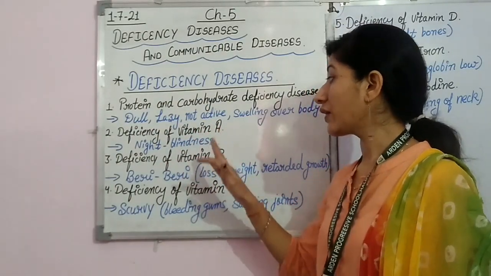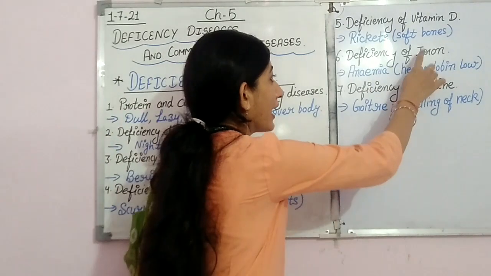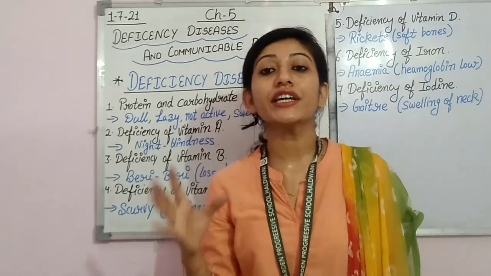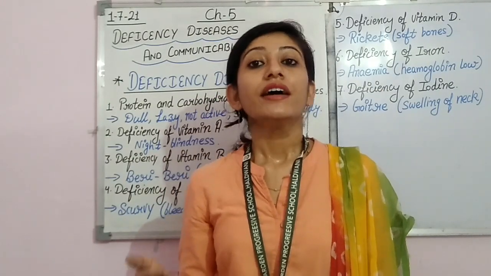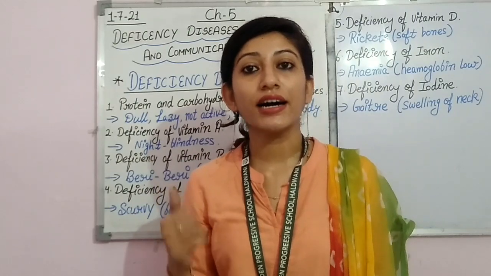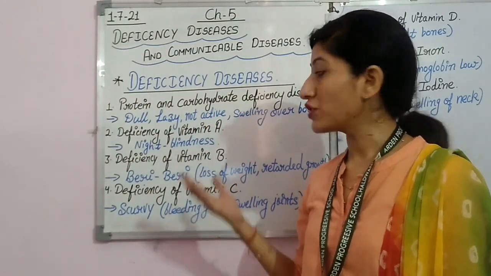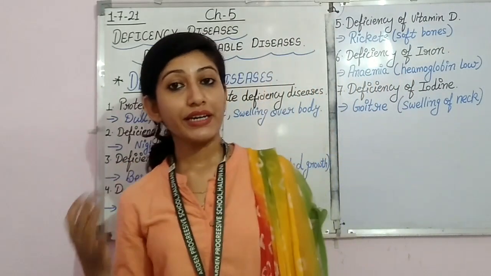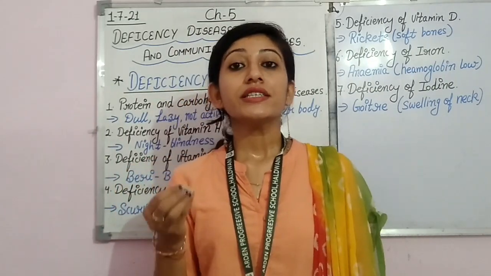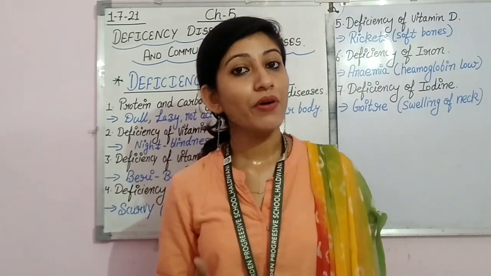Related to vitamins, vitamin A, vitamin B, vitamin C, then vitamin D. Then related to minerals, we can say iron, iodine. These are the nutrients which, if they are not in sufficient amount in our body, create diseases. See once again: protein and carbohydrate, different types of vitamins A, B, C, D, and different types of minerals, a few are iron and iodine. When these nutrients become less in our body, then diseases occur. So let's see what type of diseases these are.